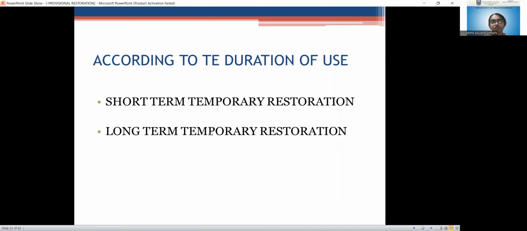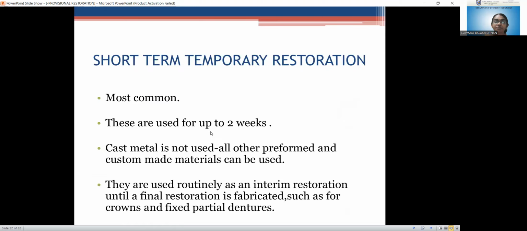According to the duration of use, we can also classify as short-term temporary restoration and long-term temporary restoration. Short-term temporary restoration means its use is limited to up to 2 weeks, cast metal is not used, and we usually use preformed or custom-made materials. This is routinely used as an interim restoration until the final restoration is fabricated, such as for crowns and FPDs.